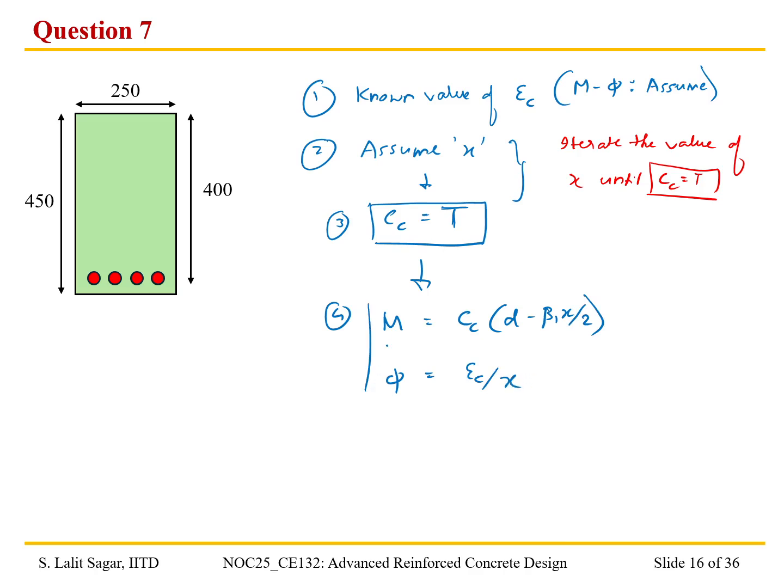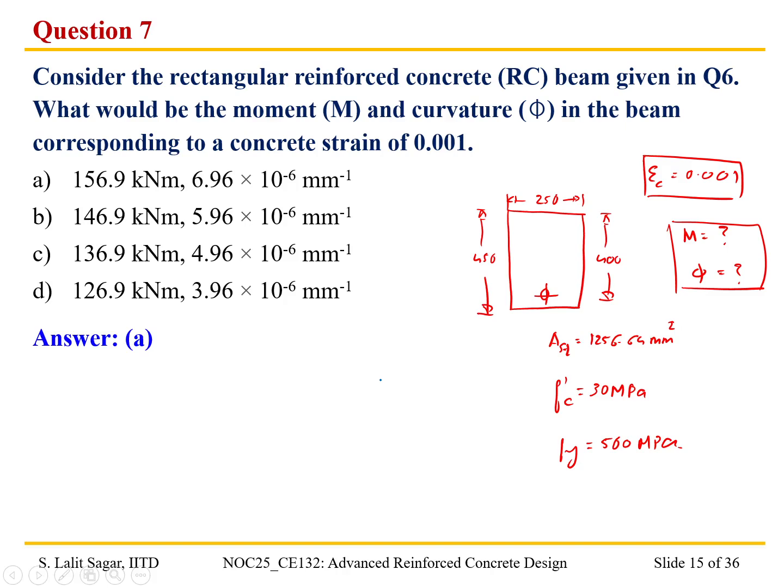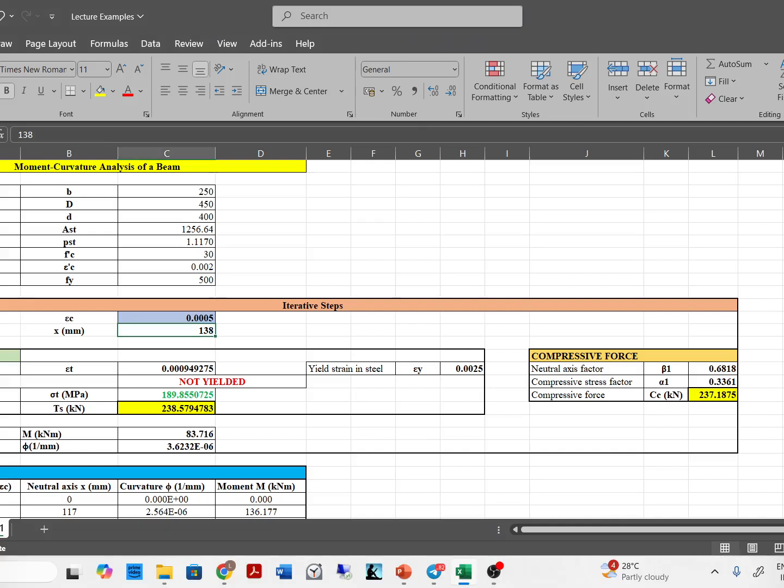Okay, so this is the simple algorithm that we need to follow in order to obtain the value of the moment and the curvature. Now let us take the help of our Excel sheet and try to solve the problem. So this is a simple Excel sheet that I prepared for the moment curvature analysis of the flexural members.